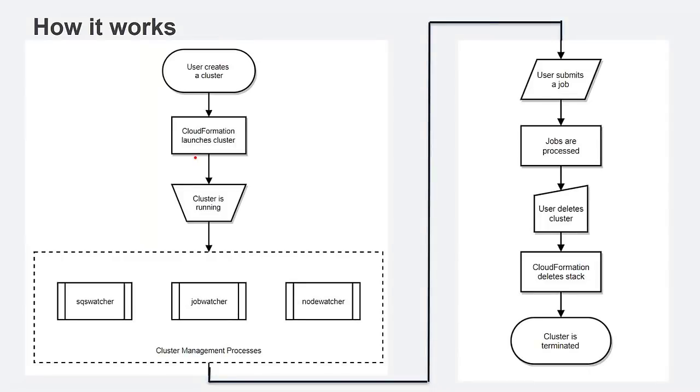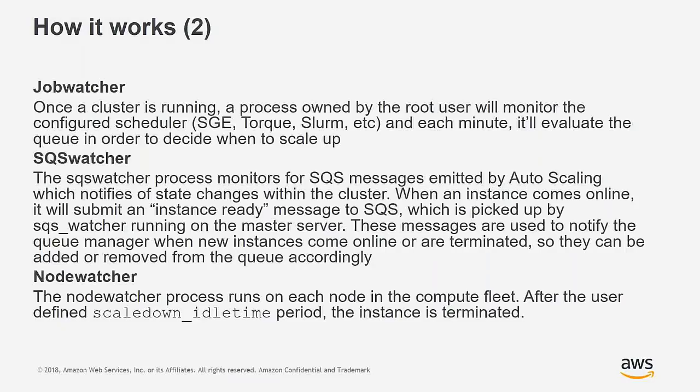But before we run it, let me also explain how it works, what will happen behind the scenes. So as you have seen before, the user can create a cluster. You launch your cluster. When the cluster is running, Parallel Cluster will automatically deploy 3 processes. These 3 processes are the core of Parallel Cluster: SQS Watcher, Job Watcher, and Node Watcher. Then the user will submit jobs. Jobs are processed. When the job is done, you can delete the cluster, and CloudFormation will delete the stack for you. So the cluster is terminated. Now let's dive deeper into these 3 processes, because these are really the heart of Parallel Cluster.